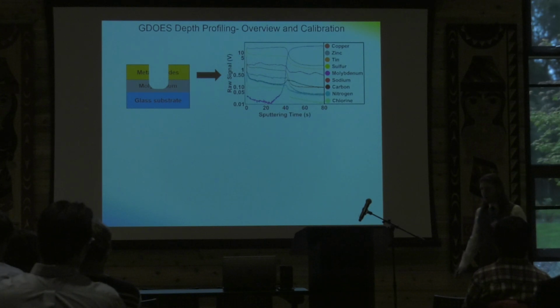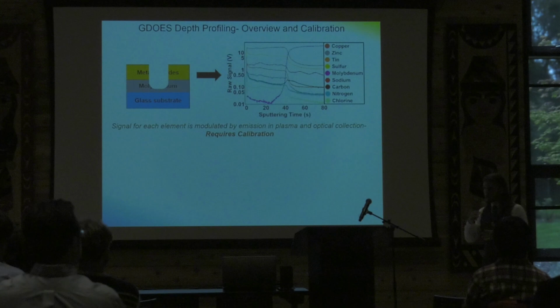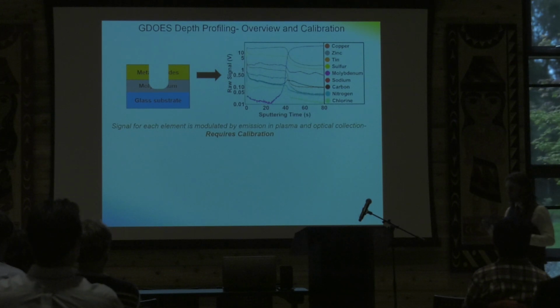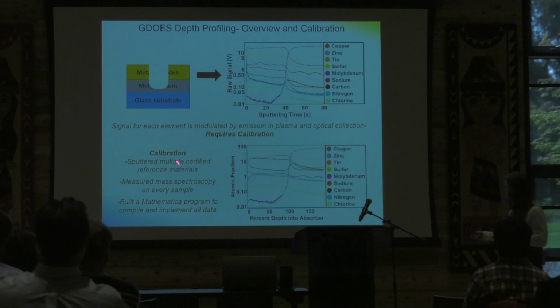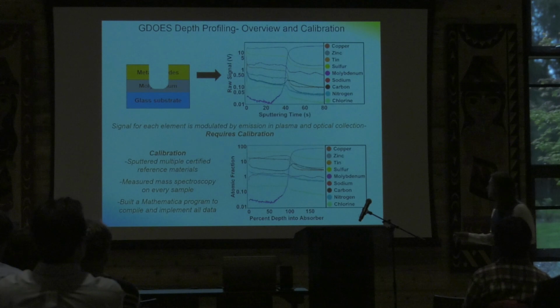But what really makes this more powerful is to calibrate it. So I spent a lot of time calibrating this. The reason that GDOES needs a somewhat sophisticated calibration is because the content of the plasma affects the reabsorption of the emission of other light. So it really requires thinking about the composition of your plasma and the collection efficiency of all the different elements. So I went through a somewhat sophisticated calibration where I sputtered multiple certified reference materials. I ended up doing mass spectroscopy on every sample, and I built a Mathematica program to compile this all together.